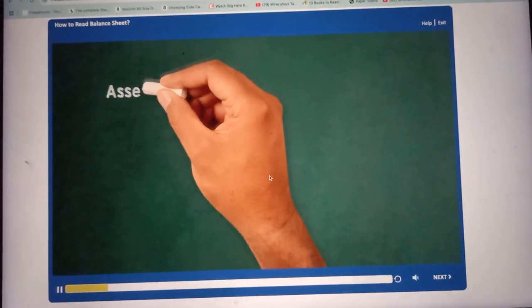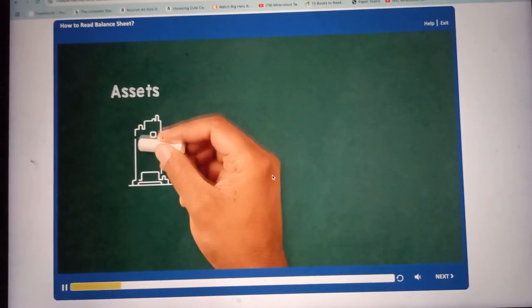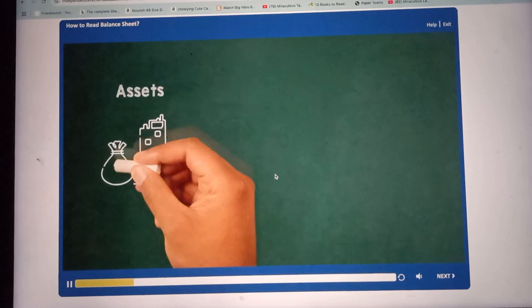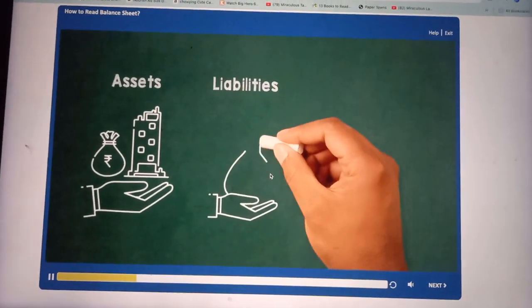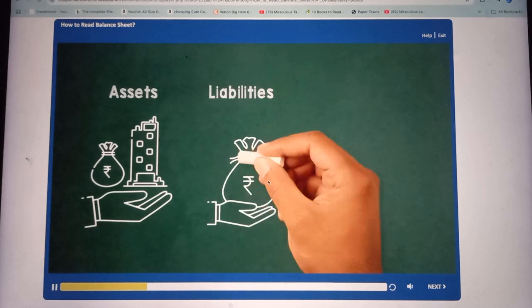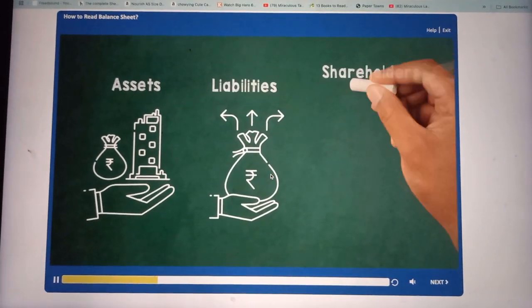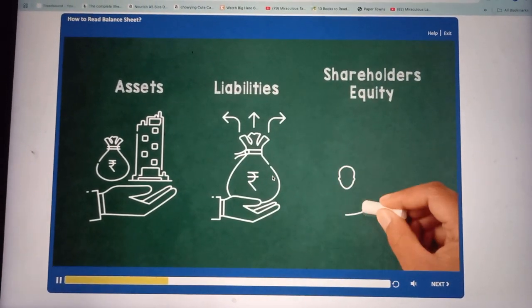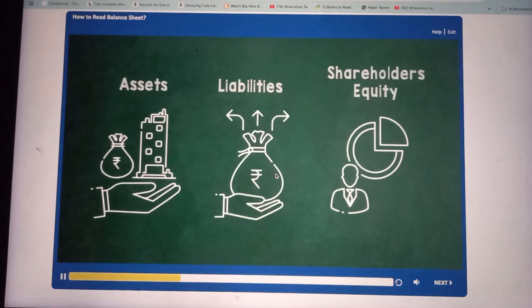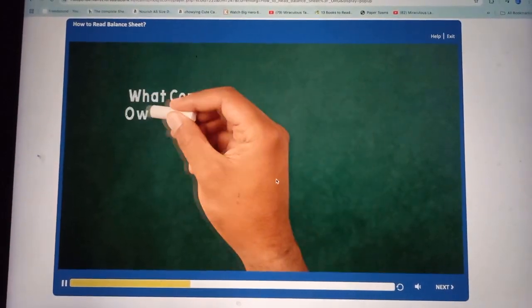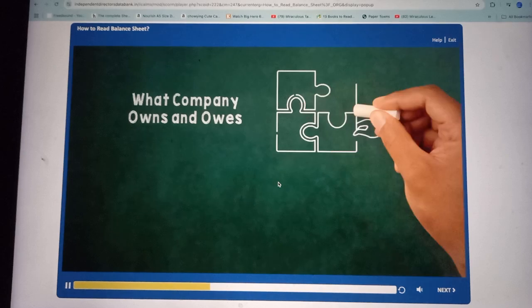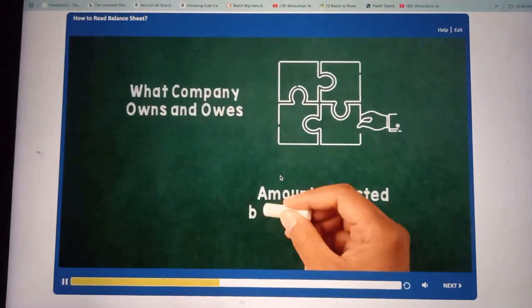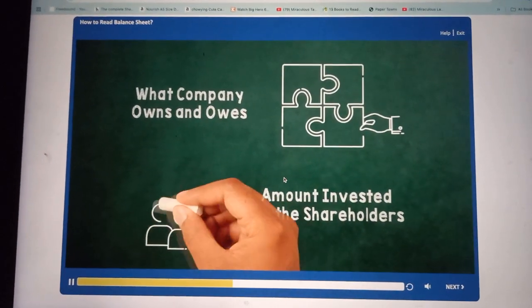It reports a company's assets, liabilities, and shareholders' equity at a specified point in time. This is a financial statement that provides a snapshot of what a company owns and owes, as well as the amount invested by the shareholders.